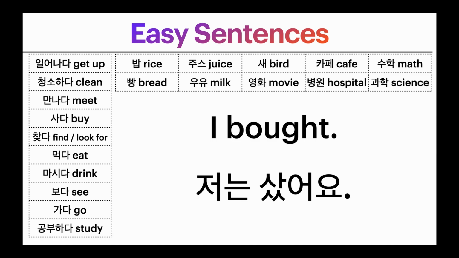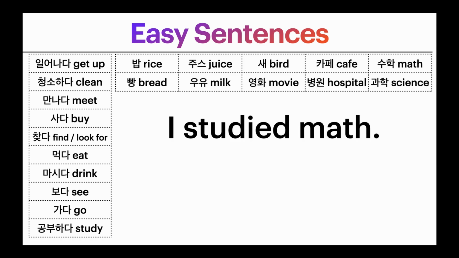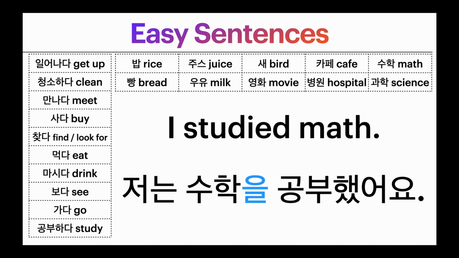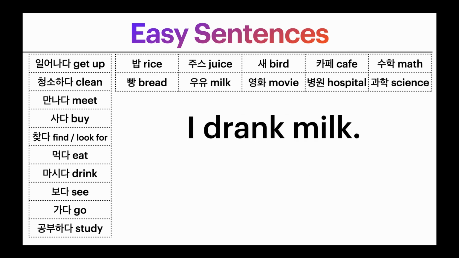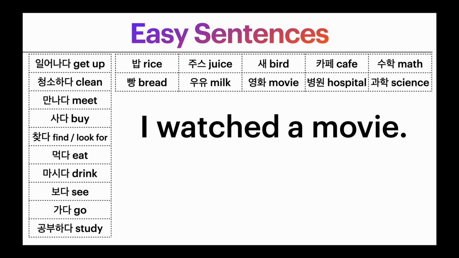And now let's go ahead and add some objects to the sentence. I bought juice. 저는 주스를 샀어요. I studied math. 저는 수학을 공부했어요. I drank milk. 저는 우유를 마셨어요. I watched a movie.